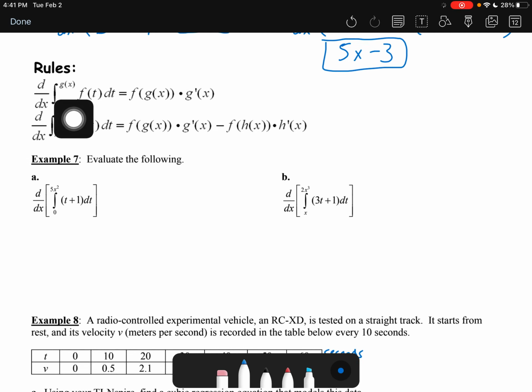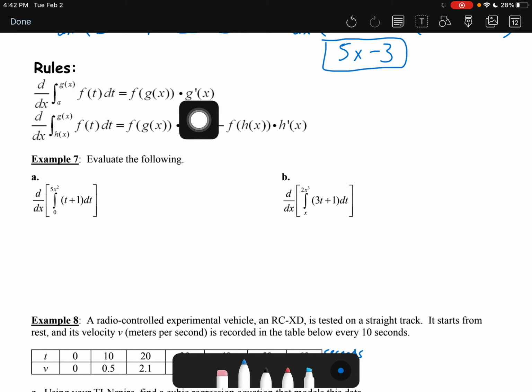There are a couple extra rules here. When you do have something other than just x on top, there's a chain rule that gets involved. So you still just replace with whatever you have up here. Like if it were x squared, you'd replace t with x squared. But then you have to multiply, because we're doing a derivative. There's a chain rule, so you multiply by g prime of x, where g of x is the top bound.